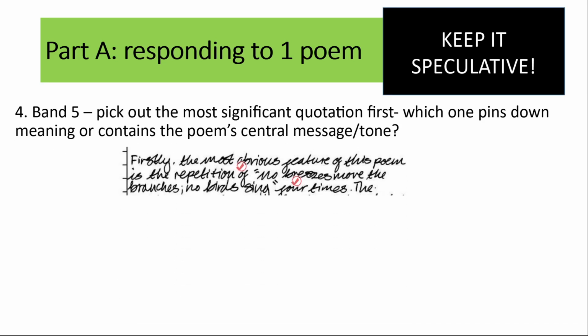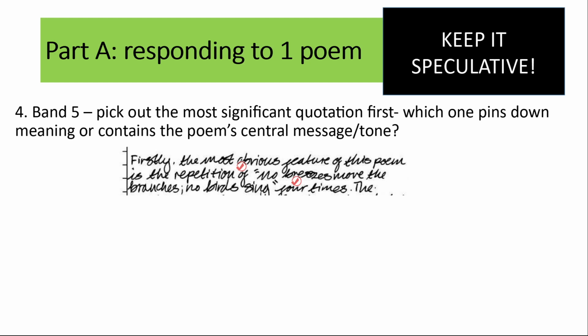"Firstly, the most obvious feature of this poem is the repetition of 'no breezes move the branches, no birds sing' four times." Oh dear, she has done some counting, so I apologise. I suppose it's interesting if you're counting how many times something's repeated. But the main point here is that obviously this is her opening argument. She said "firstly", and again, she said "obvious feature" rather than "significant feature", but that's fine. That line being repeated four times across the poem is very significant and worth drawing out. And obviously Davies has very consciously done that.